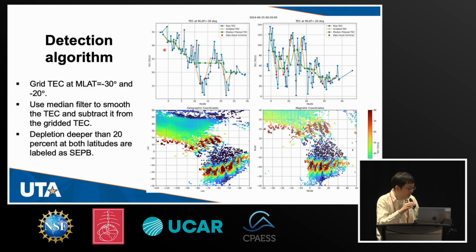And here is the algorithm. We grid the TEC at those specified magnetic latitudes and then smooth and detrend to find the valid signal in the TEC. Here you can see a very clear depletion at a certain south latitude, and here is the associated TEC map. This is in geographic coordinates, and this is converted to geomagnetic coordinates.